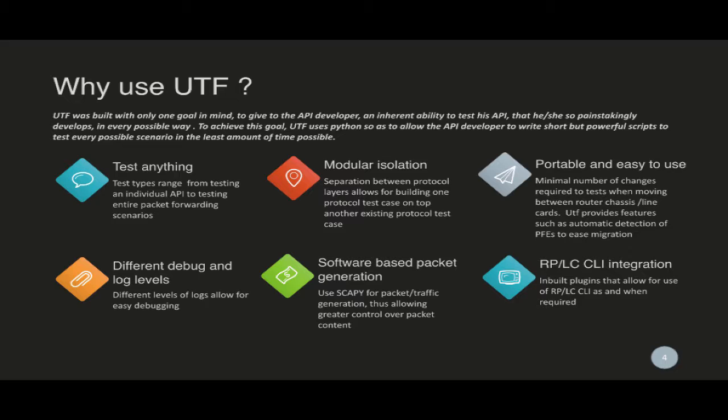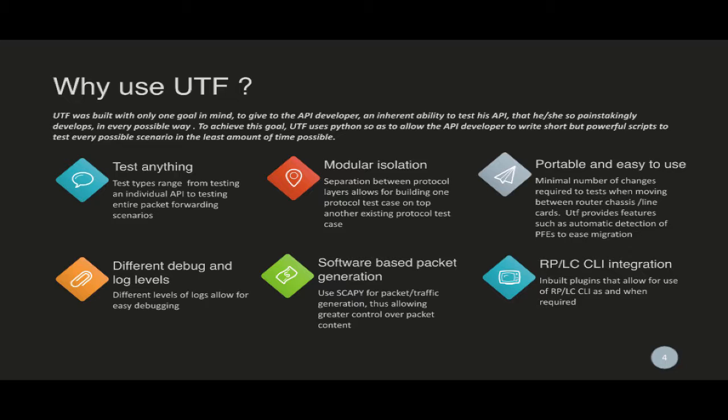Different debug and log levels provide easy debugging and also allow you to isolate exactly where your code is failing. Software based packet generation is also a part of unit test framework. We use KP for the same, and right now there is SKP. We haven't tested traffic generation or flow generation using SKP. For most of our tests, we are using either one packet or maybe two.